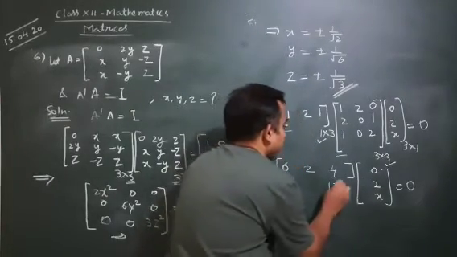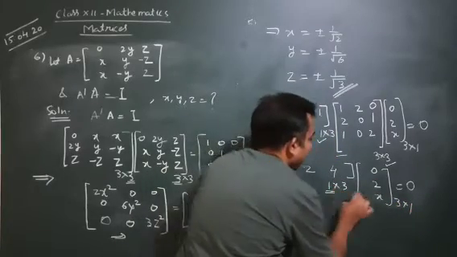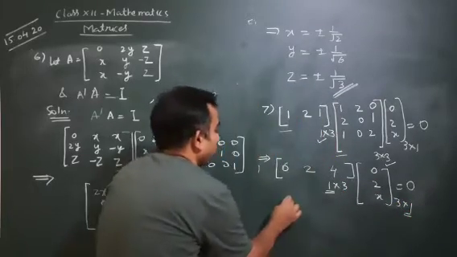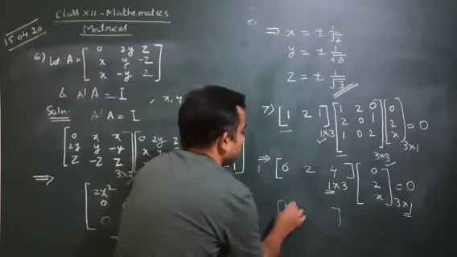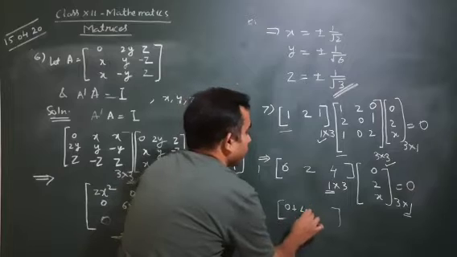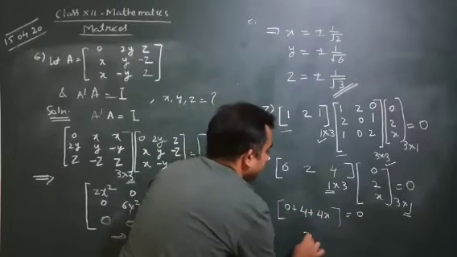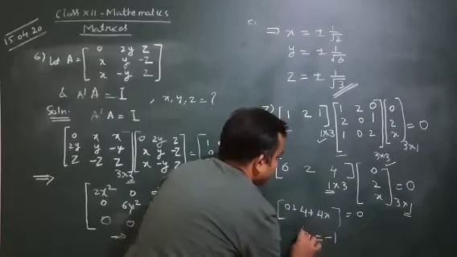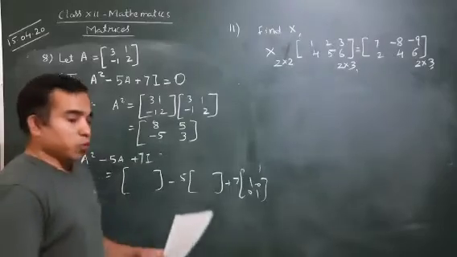And this becomes a 1 cross 3 and a 3 cross 1 matrix. When they get multiplied, the final order will be 1 cross 1. Only one entry will come, right? And that will be how much? 6 into 0 is 0, plus 2 into 2 is 4, plus 4x, and is equal to 0. Directly it can be equated and it will be x equal to minus 1. Easy, right? Let us see question number 8.